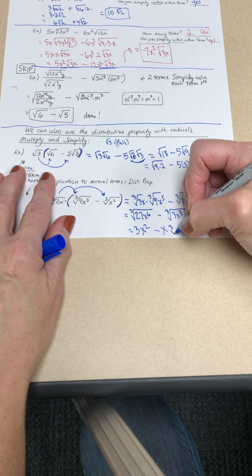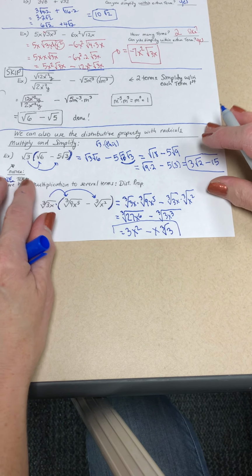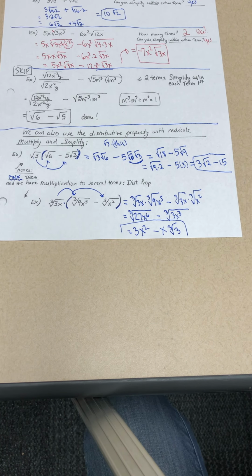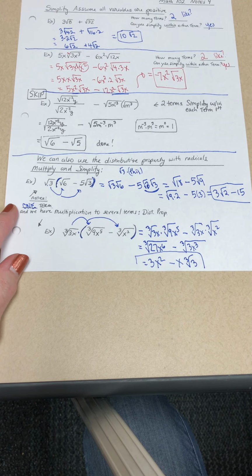And then you can't do anything with the cube root of 3. 3 is not a perfect cube. There are no perfect cube factors in there. That's it. You're done. So I think we'll go ahead and just keep this video at page 1, and next video will be page 2.